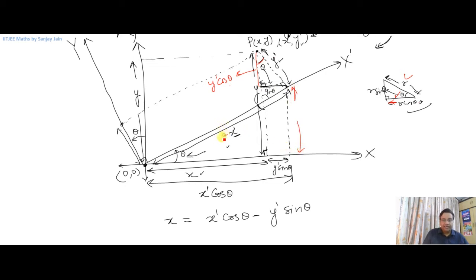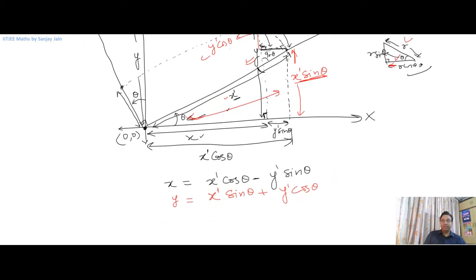This is x dash and this angle is theta, so this length is opposite this angle here, so it will be x dash sine theta, right? So this y is equal to x dash sine theta plus y dash cos theta. So these are the new coordinates x dash, y dash related to the old coordinates x, y.